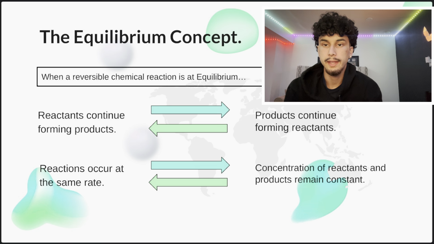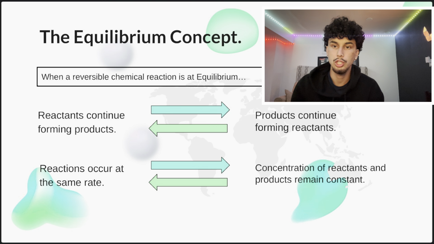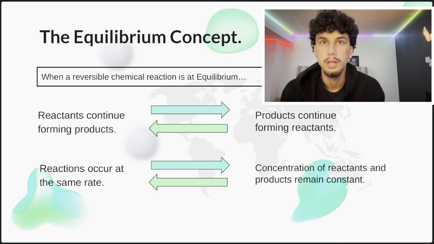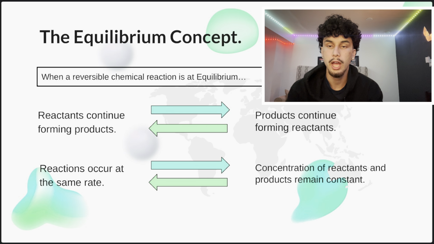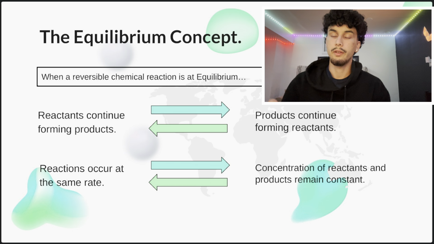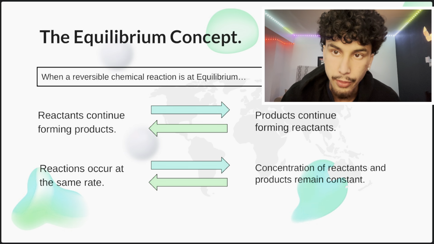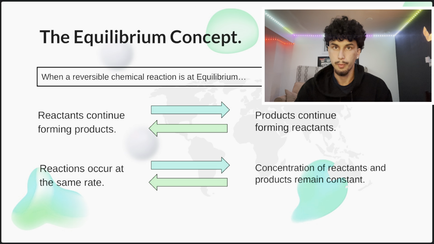So before we start any kind of calculations, I want to give you guys just a little bit of an intro to equilibrium so we actually know what we're working towards. Equilibrium is when a reaction has reached a state where the products and the reactants react equally, and the reaction therefore becomes reversible. Reactions occur at the same rate, and the concentrations of products and reactants remain constant.